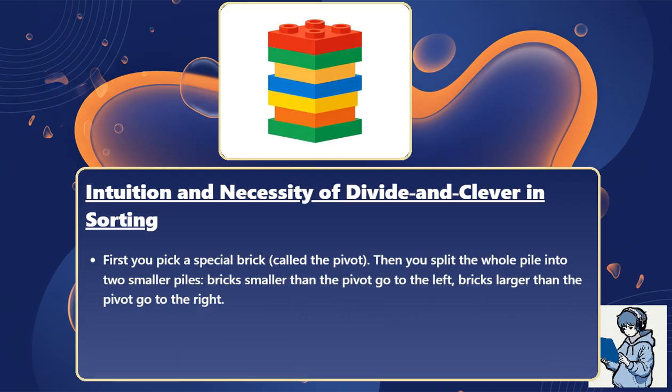First, you pick a special brick called the pivot. Then you split the whole pile into two smaller piles. Bricks smaller than the pivot go to the left, bricks larger than the pivot go to the right. Now each of those smaller piles can be sorted in exactly the same way.